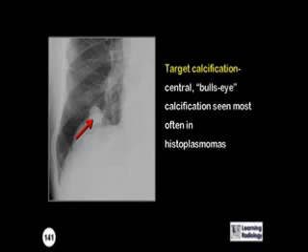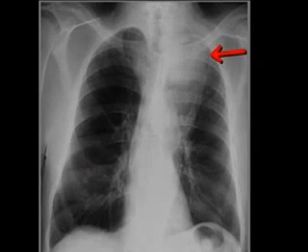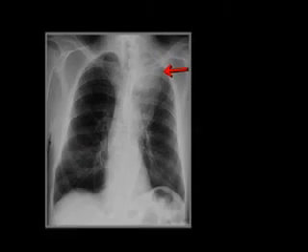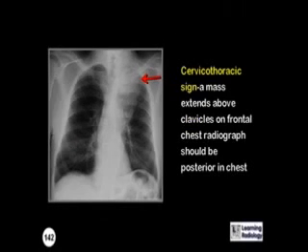What is the descriptive term for this appearance? This is a target calcification, a central or bullseye calcification seen most often in histoplasmomas. What sign is depicted here? This is the cervicothoracic sign, in which a mass, which extends above the clavicles on a frontal chest radiograph, can be presumed to be located more posteriorly in the chest.